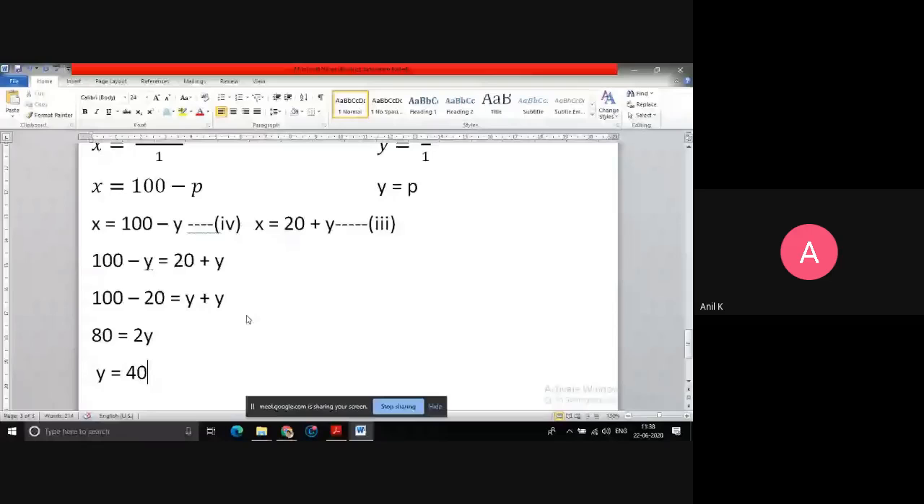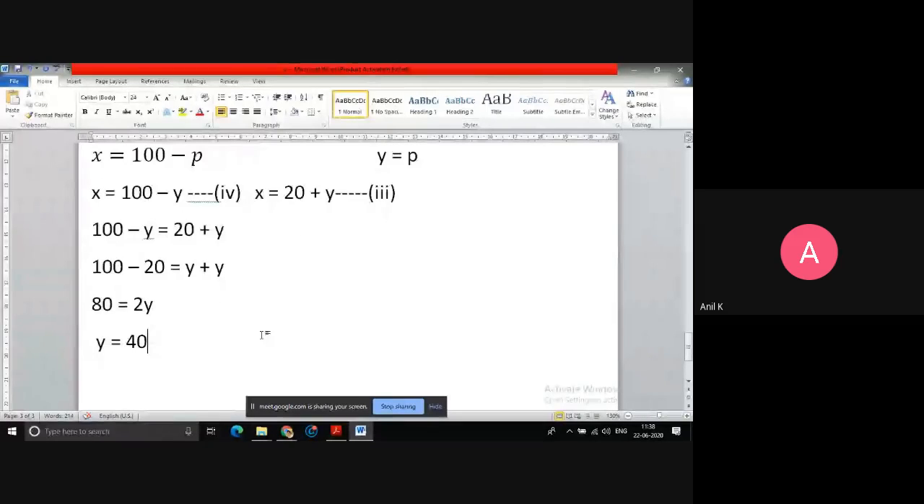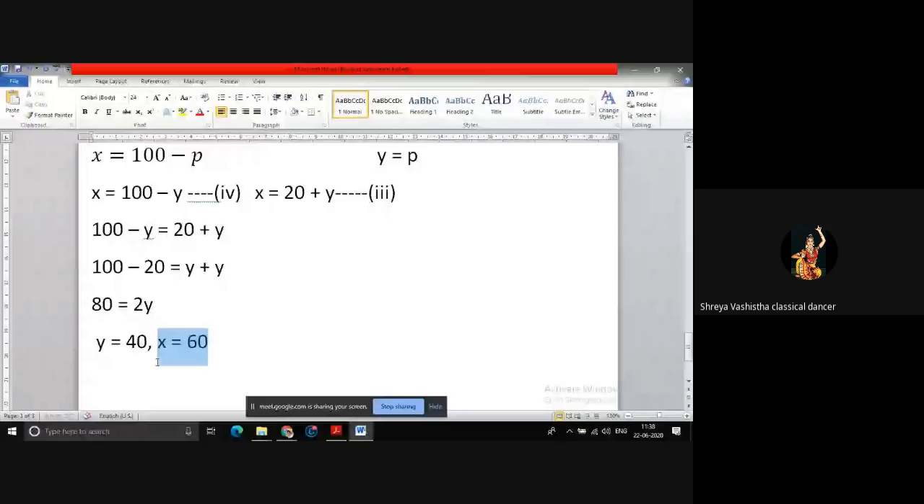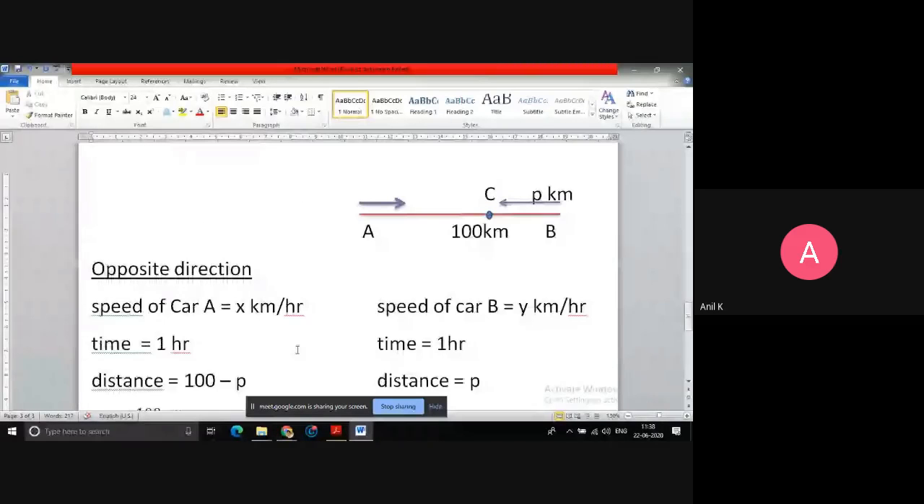If y is 40, then the x value will be, you substitute in any one of these equations. If y is 40, then x will be 100 minus 40, which is 60. That's what the question asked for: what are the speeds of the two cars? That's it.